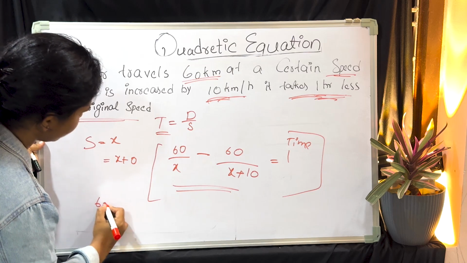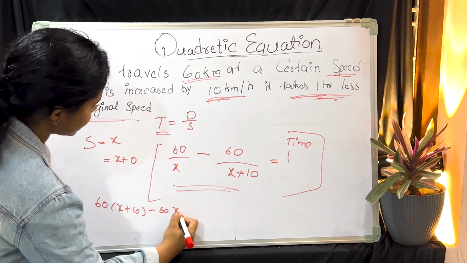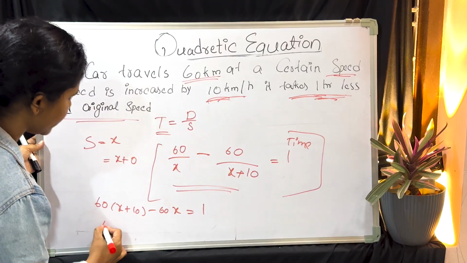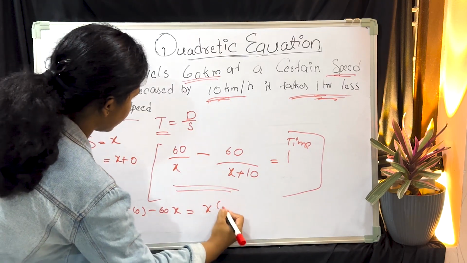We can solve this by using quadratic equations. 60 by x minus 60 by x plus 10 is equal to 1. Okay, 60 by x of x plus 10.